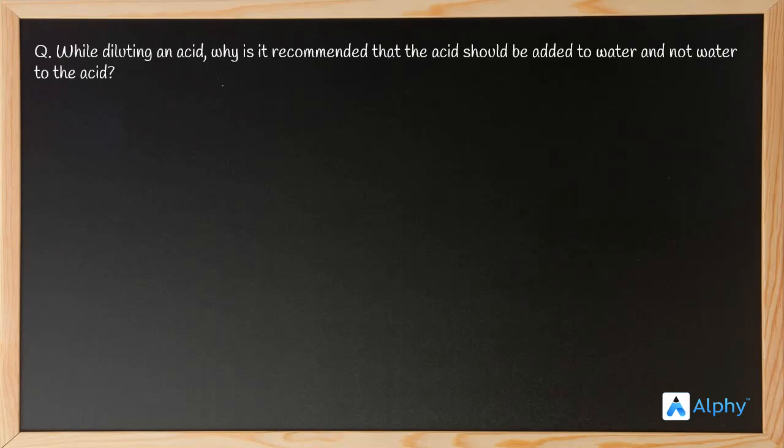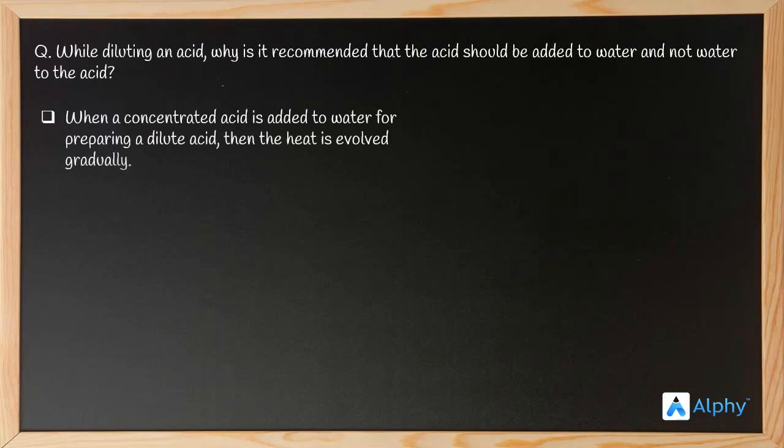So this was a gist of the answer. Now we'll write the answer pointwise. When concentrated acid is added to water for preparing a dilute acid, then heat is evolved gradually. So this is the first point. Because it is an exothermic reaction, the heat is evolved, but when acid is added to water, the heat is evolved gradually.